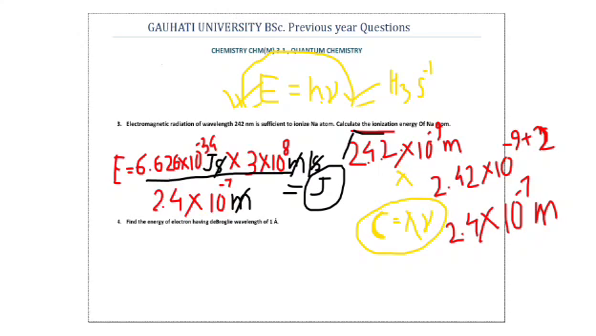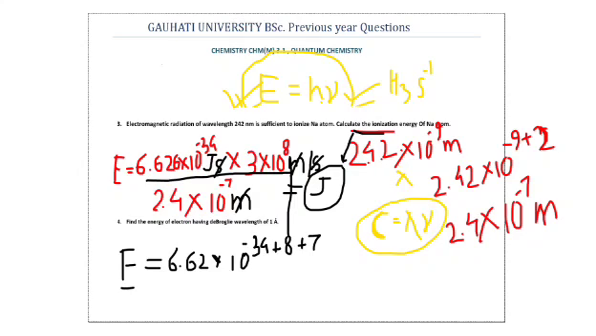Now using the calculation: 6.626 into 10 to the power minus 34 plus 8, and plus 7. Now where did plus 7 come from? This is where it came from. And into 3, and this is further divided by 2.4. So this can be easily simplified. Let me simplify: 0.8.